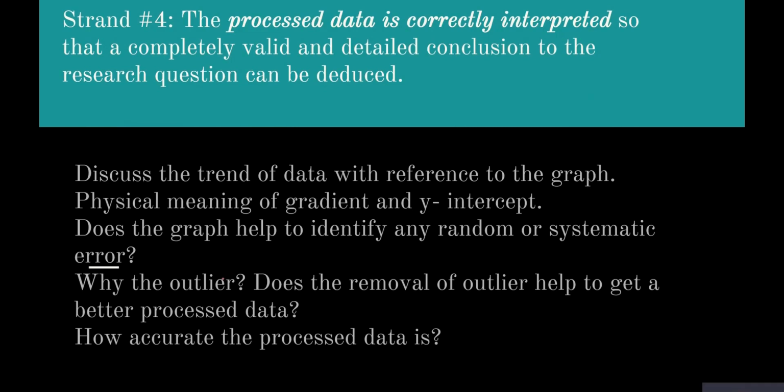Does the data or the graph help you to identify the presence of random or systematic errors? Are the outliers preventing you from getting a general trend for the exploration? And I would again insist on, don't forget to connect all this to your research question. By including all these points, which we discussed in strand 1, strand 2, strand 3, and strand 4, will help you to score the highest band for the analysis criteria.